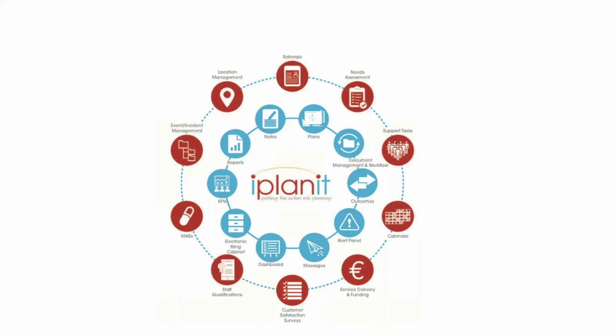The inside circle has notes, plans, document management, workflow, and tracking outcomes. Plans and outcomes are a core part of iPlanet. There's an alert panel, messages, and a dashboard for staff to pull all that information into one place, an electronic filing cabinet, the key performance indicators, reports, and notes. They're all core iPlanet, but there's a lot of configurability in there, so we can make the core system really match what your workflow processes are now.